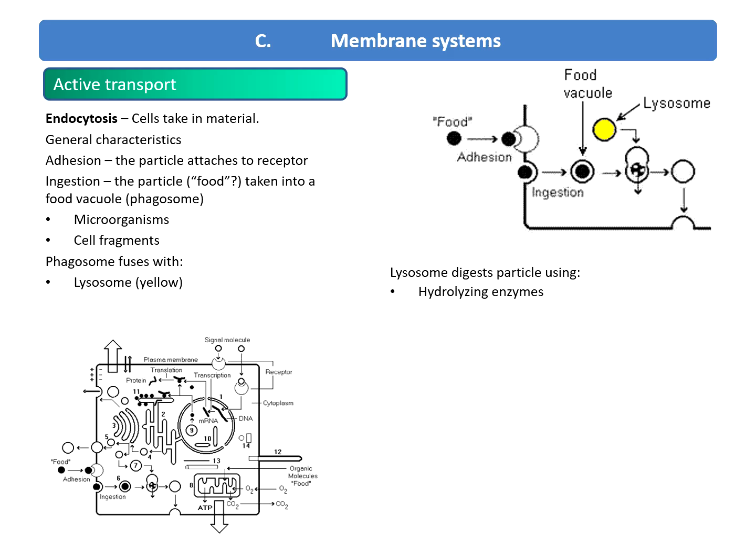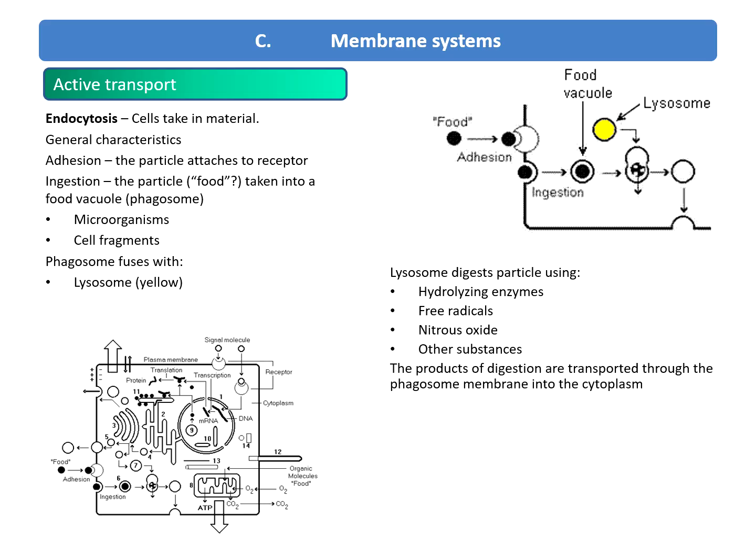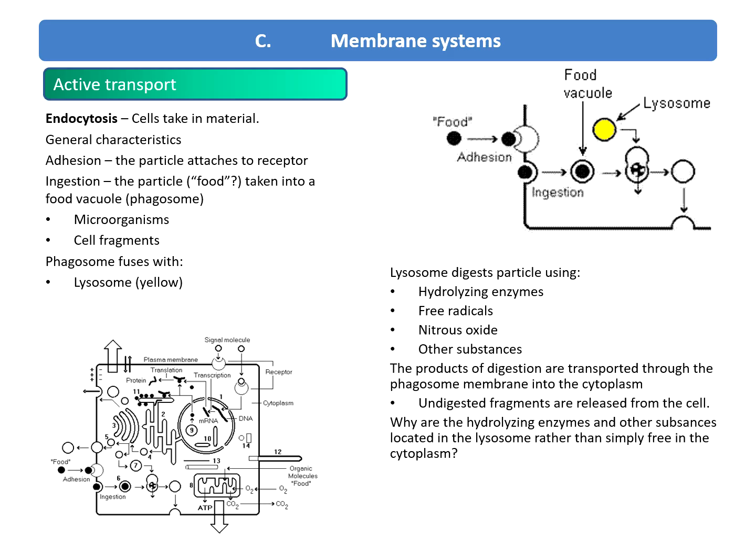Why does that happen? Well, the lysosome is filled with very potent substances like hydrolyzing enzymes, free radicals, nitrous oxide, and many others. When the lysosome fuses with the phagosome, the potent enzymes then come in contact with the contents of the food vacuole, and the contents are digested. When they're digested, then they're transported through the phagosome membrane into the cytoplasm. Any undigested fragments then are released from the cell by exocytosis.